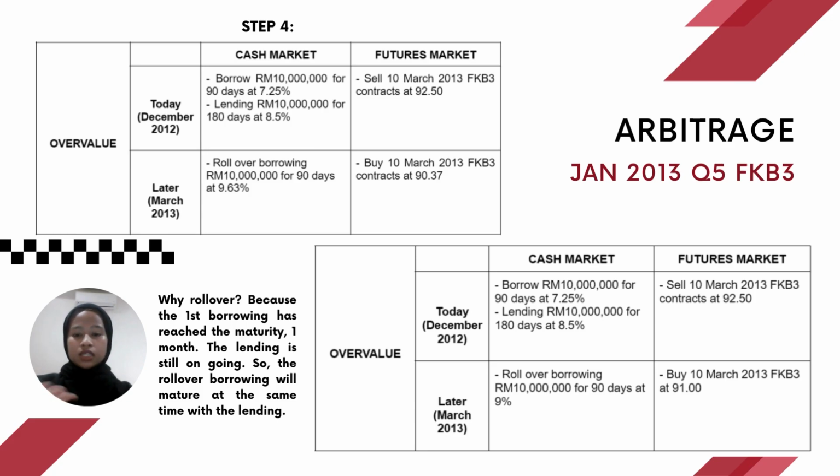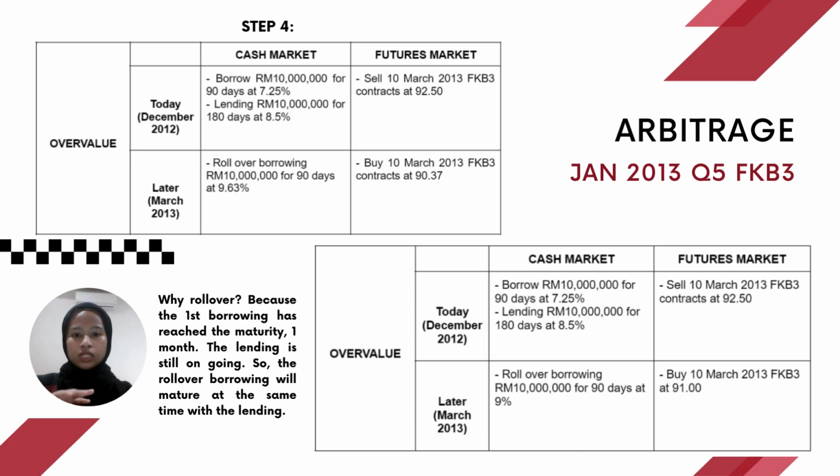So the lending is still ongoing. The rollover borrowing will mature at the same time as the lending. For the future, later we need to buy 10 FKB contracts at 91.37. For the net spots, it also has the same content with cash market and future market, today and later.